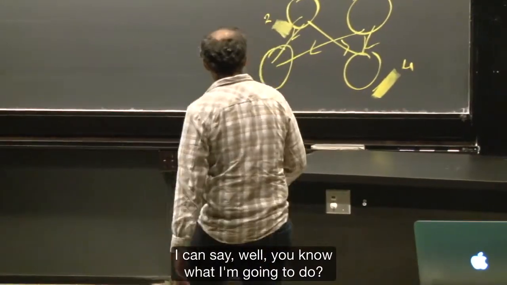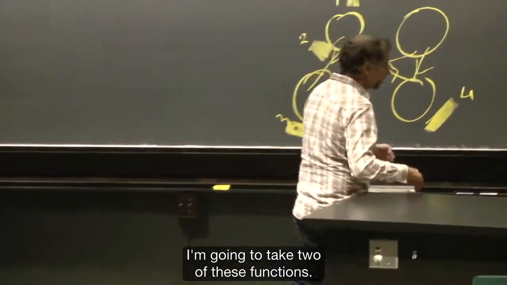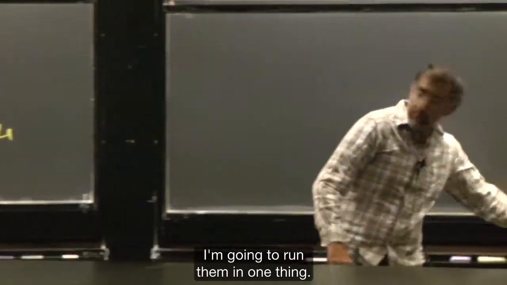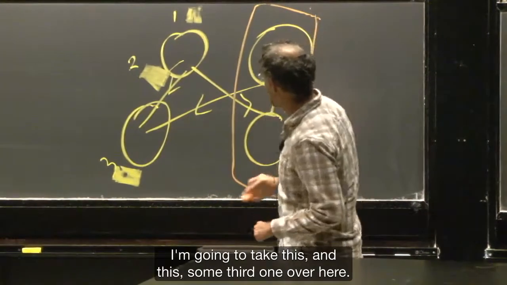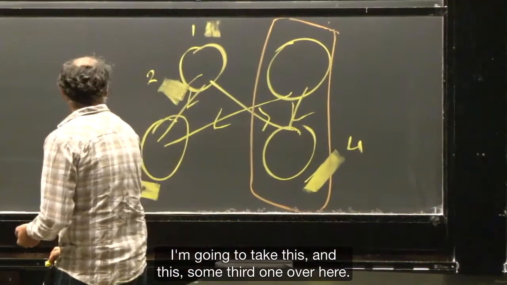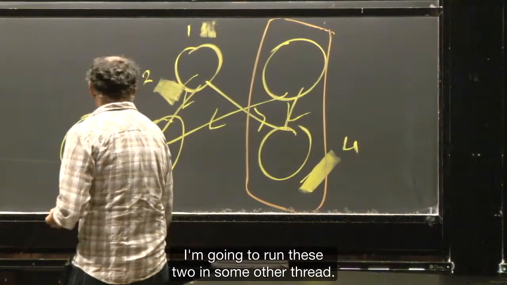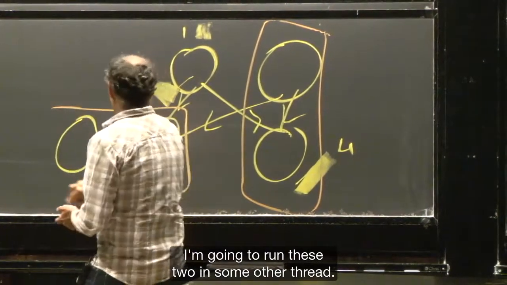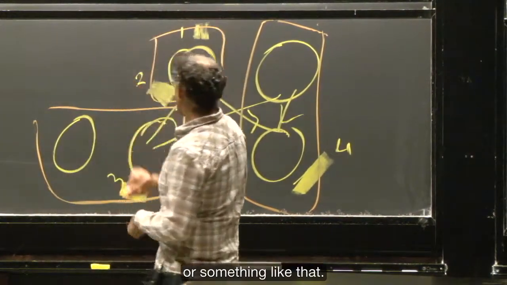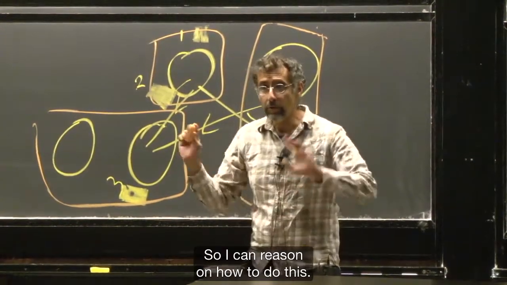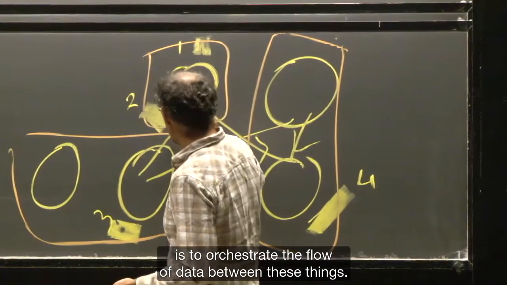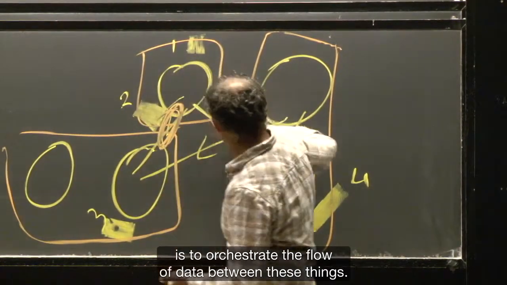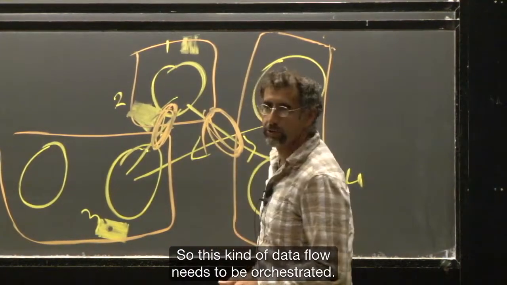I can say, well, you know what I'm going to do? I'm going to take 2 of these functions and run them in one thing. I'm going to take this, and there's some third one over here. I'm going to run these 2 in some other thread, and this I'm going to run on the master, or something like that. So I can reason on how to do this. All I have to do is to orchestrate the flow of data between these things. So this kind of data flow needs to be orchestrated.